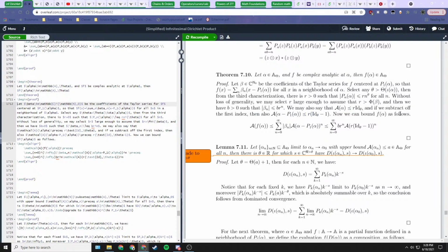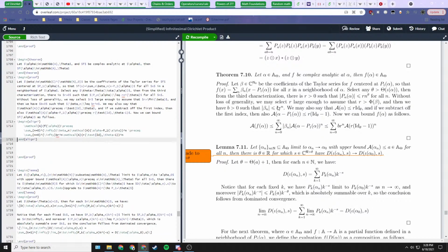We can now bound f of alpha as follows. So we have the absolute value of f alpha bounded by, so we just have the summation. So we get the absolute value of beta n times the absolute value of alpha minus p1 alpha, power n. And then this is bounded by, so beta is bounded by b r to the n. And the absolute value of alpha minus p1 alpha is bounded by r to the id theta minus 1, power n. And actually we can drop the absolute value here, because these are positive.